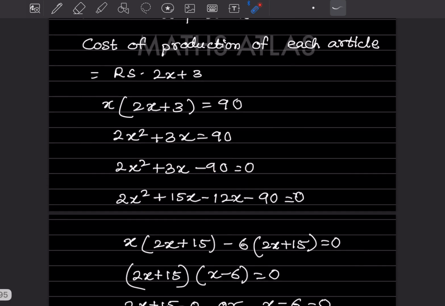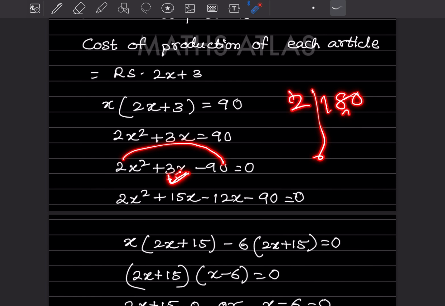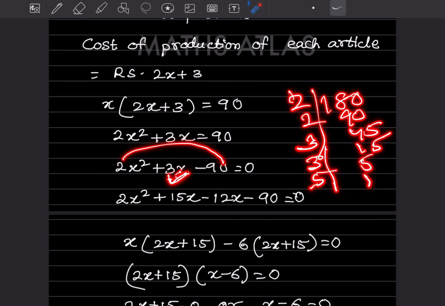So now again, what will you do? Here you will take the 2 into 90, that will be 180. You will take the factors of 180, and you have to see that when you take the two numbers, it should be plus 3. So you will just take the factors. I'll just show you here. This will go with 15. This one will be again 5 and here 5. So it should be 15, and this will be 6 and 6 2s are 12. So because 15 12s is 180.